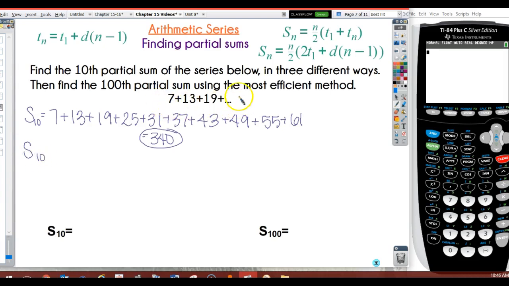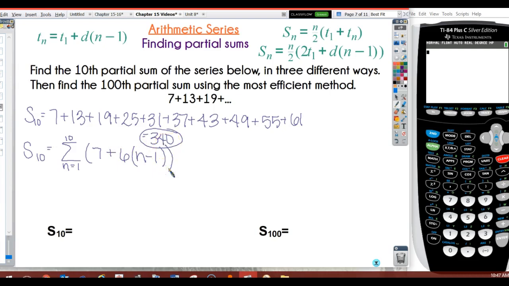So the next method we learned to find the 10th partial sum was to come up with the formula and use the summation in our calculators. And so we tell our calculators to start at the first term, to calculate the sums all the way through the 10th, but then we have to give it a formula to find each term. And so we are starting with 7, our common difference is 6, and to get the second term we add 1 6. To get the third term we add 2 6s.